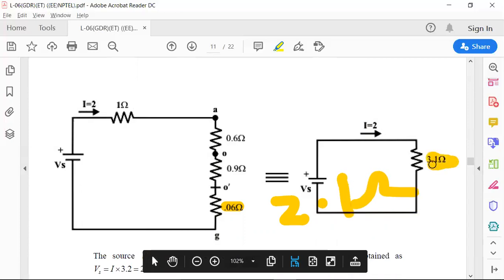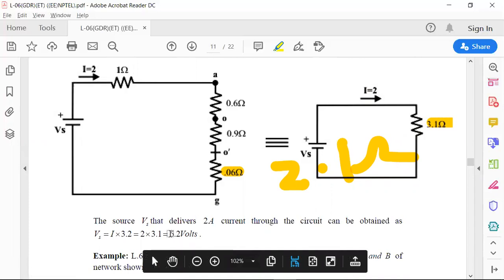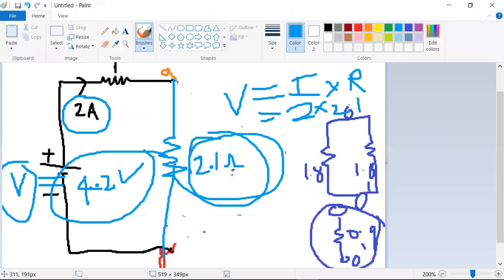It's not 3.1, it's 2.1. Then you know the value of current and you know the value of resistance, then you can find the value of voltage. 2.1, it's not 3.2, it's a 3.2 only because we need to add 1, right? So it's correct. Let me see. 2.1 plus, sorry, I think I'm wrong.